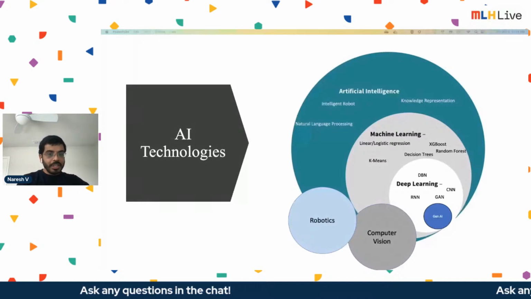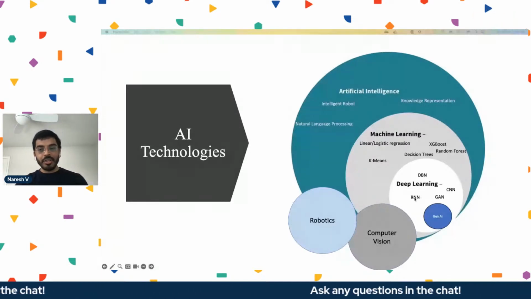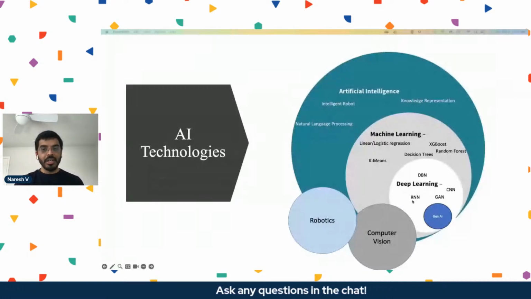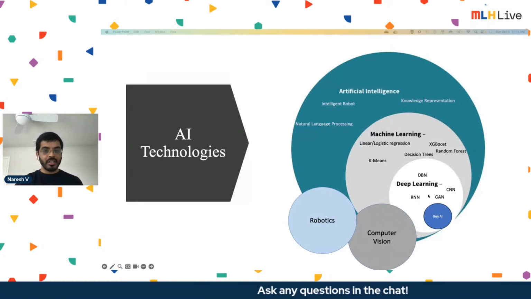And when it comes to deep learning, a subset of machine learning, deep learning uses neural networks with many layers to analyze various factors in large amounts of data. It is particularly effective for complex data like images and speech recognition.